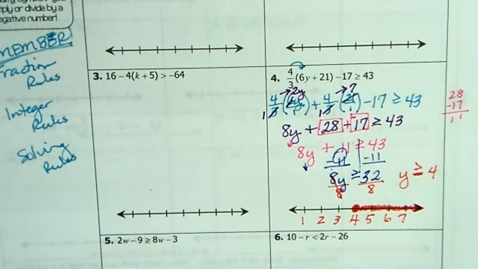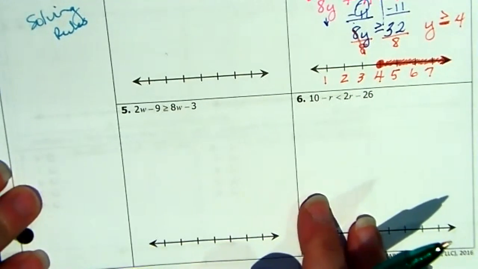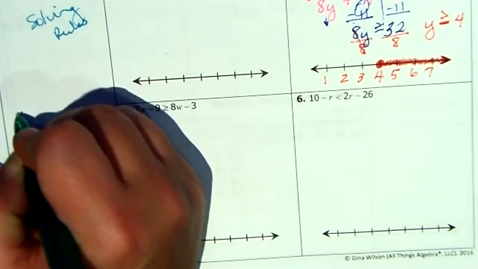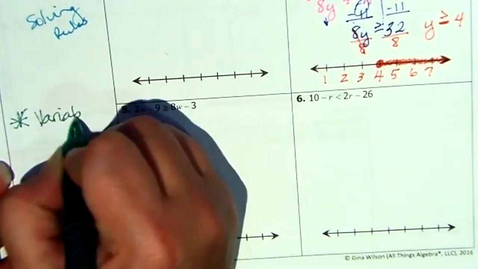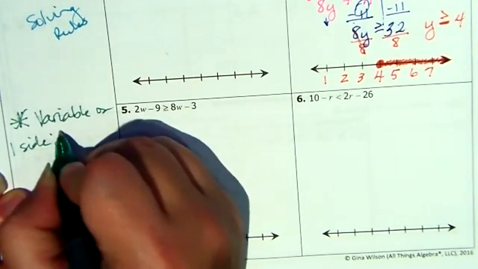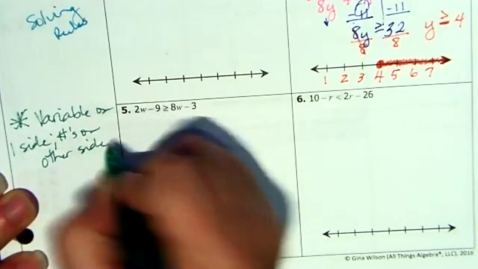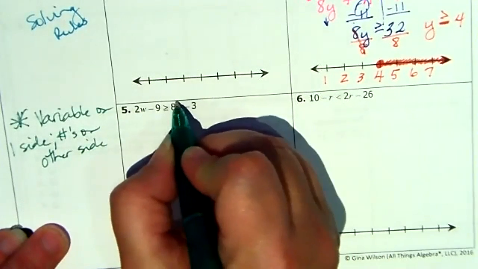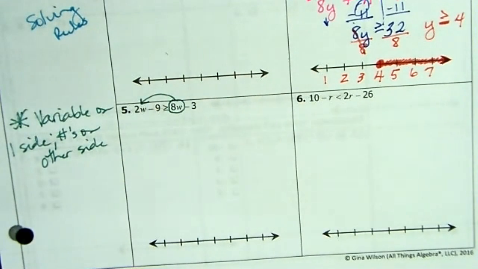Here we go. Moving right along. Number 5. This is where we've got to remember we have variables on both sides. And remember the rule: we want variables on one side, numbers on the other side. So I'm going to move the 8w to the left because I always like to have the variables on the left. It makes it easier when it comes to graphing.